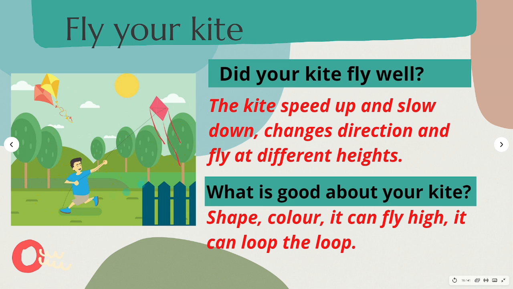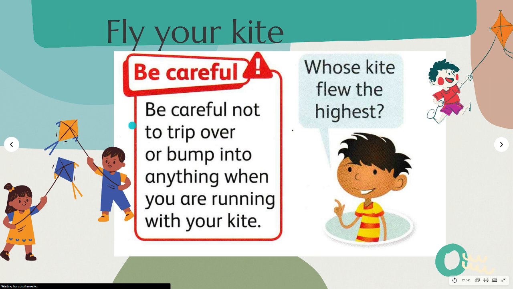And also observe what is good about your kite. It can be its shape, its color, it can fly high, or it can loop the loop. And when you're flying your kite, be careful not to trip over or bump into anything when you are running with your kite. You can also check whose kite flew the highest. And you could put streamers on it for a tail to make it look interesting when it flies, or make it bigger so that more air can push it.